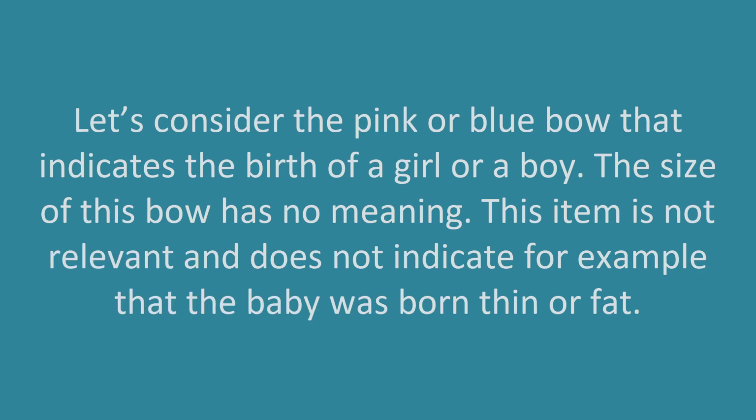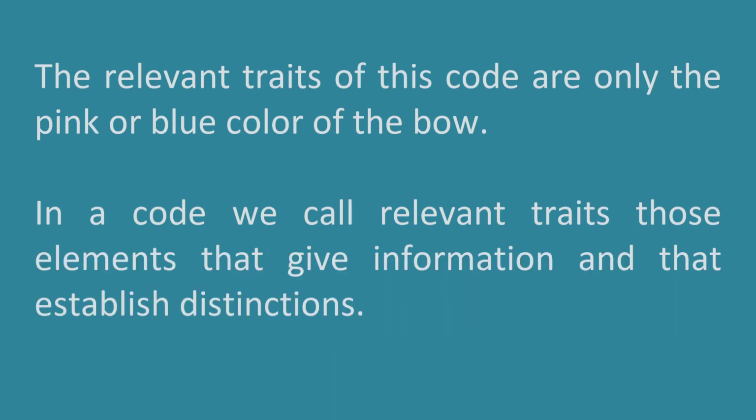Consider the pink or the blue ball that indicates the birth of a girl or a boy. The size of this ball has no meaning. This item is not relevant and does not indicate, for example, that the baby was born lean or fat. The relevant traits of this code are only the pink or the blue color of the ball. In a code we call relevant traits those elements that give information and that establish distinctions.